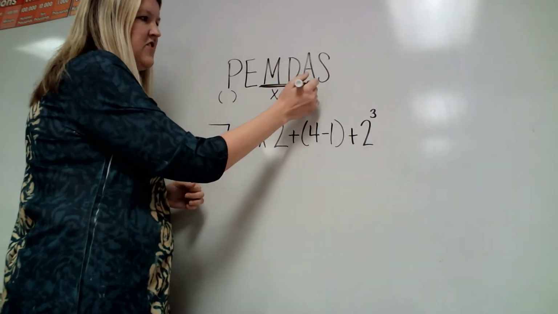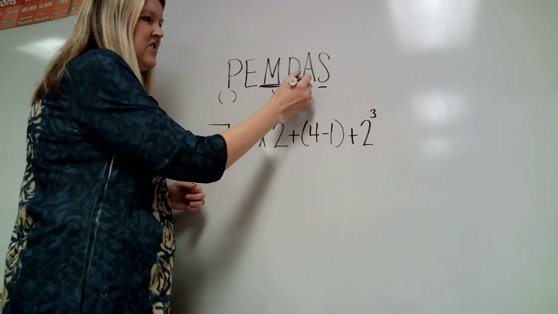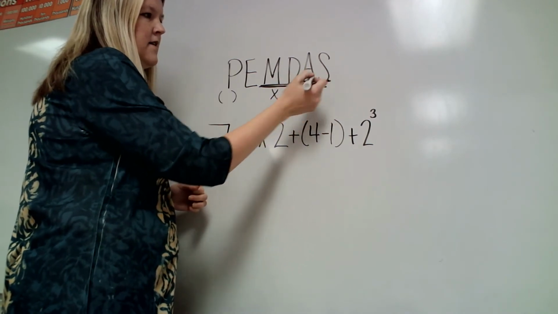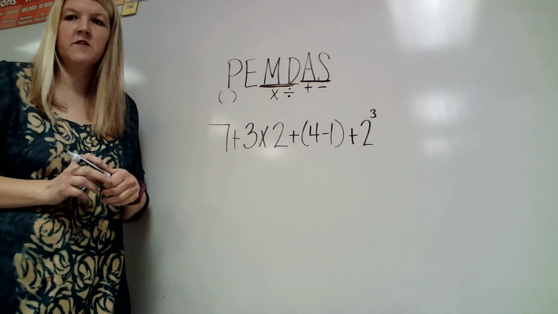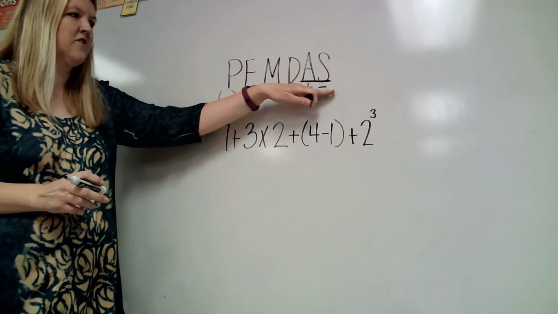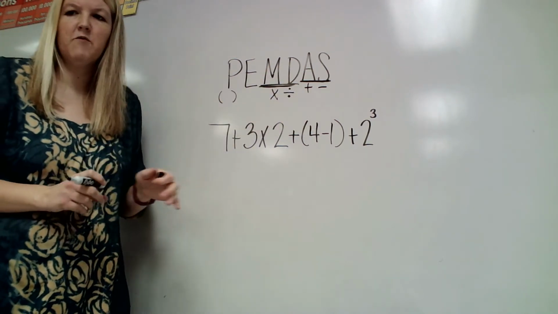And then last, addition and subtraction. Addition and subtraction are the same way. If subtraction comes first, then you go ahead and work out the subtraction first. So you can think of addition and subtraction as being on the same level.